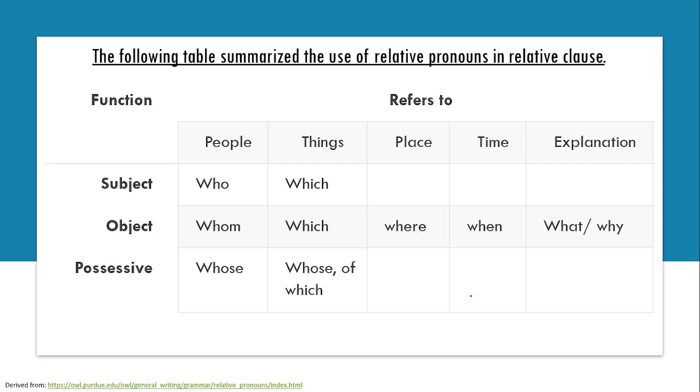Now you can take a look at that summary of relative pronouns. Here is the function, the grammatical function, and here is what it refers to. For example, if you want to refer to a person or people, and they are in the position of the subject in the sentence, use who. People, object, whom. People, possessive, whose. Things, subject, which. Things, object, which. Things, possessive, whose or of which. The same with places, time, and explanation.